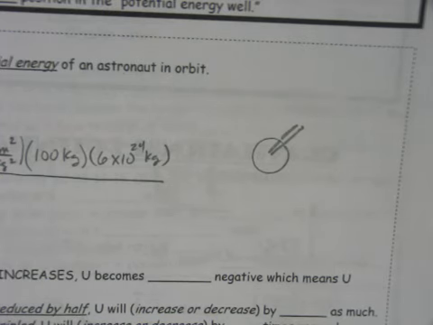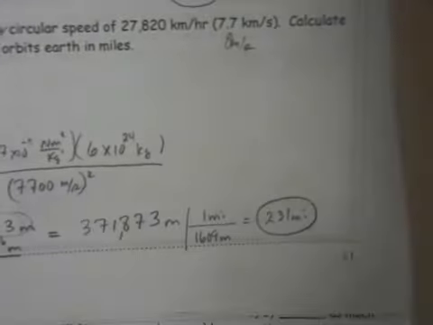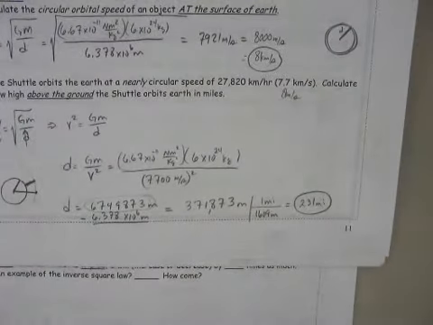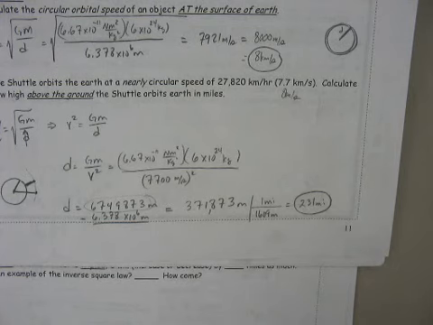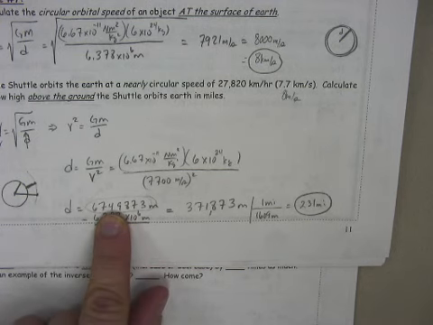If I go back to page 11, give you a second to go back to this, we actually calculated the distance between the center of the Earth and the center of the space shuttle when it's in orbit. And that number was right there. It was 6,749,873 meters. That's the distance between the centers.